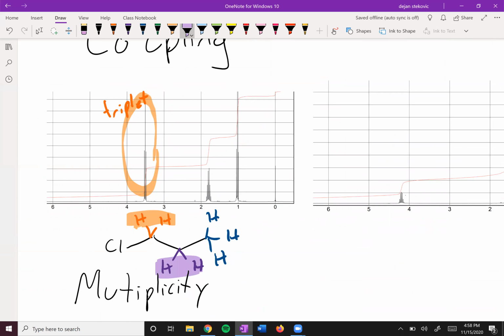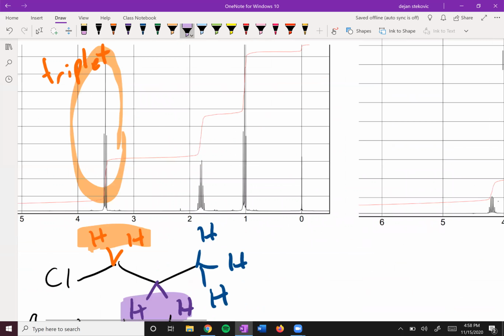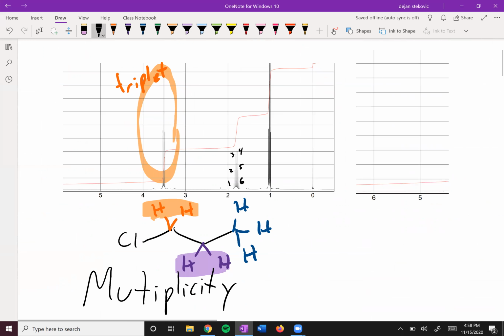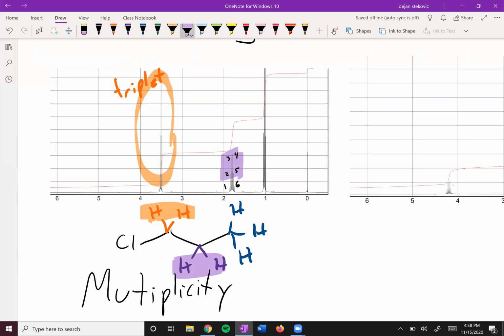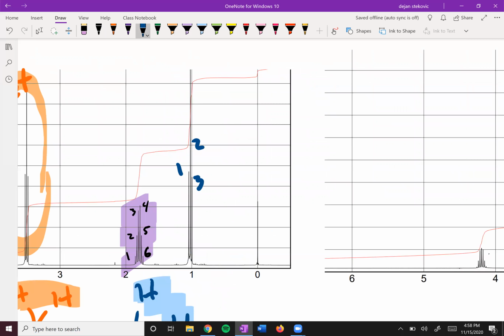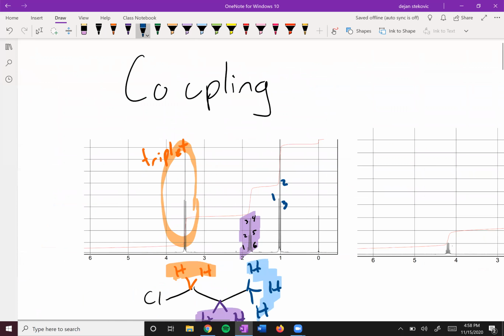Next up, we have these 2 hydrogens right here. They have 5 neighbors, and so they should have 6 peaks. And if you count these right here, there's 1, 2, 3, 4, 5, 6, a sextet. And so that looks good, those peaks correspond to those right there. And then finally, we take a look at these 3 protons. They have 2 neighbors, and so n+1 states that it'll be a triplet. And if you check out this one, 1, 2, 3, that is indeed a triplet.